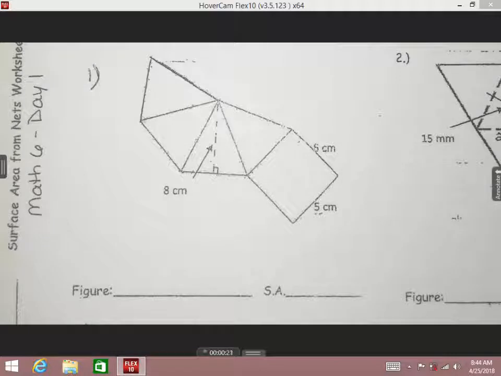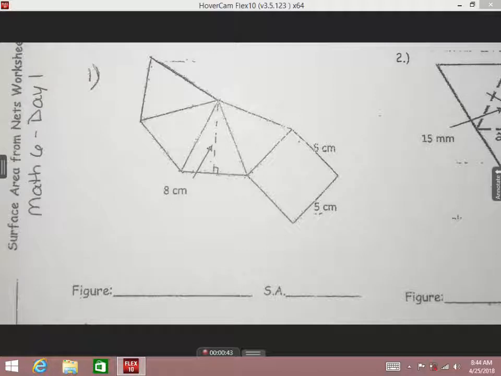If it has more triangles, it's going to fold up and be a pyramid. If it has more rectangles, that's going to fold up and be a prism. So remember, triangles give me pyramids, rectangles give me prisms, because triangles are my only shape that can come to the point on a pyramid.